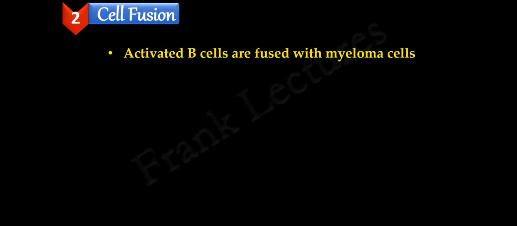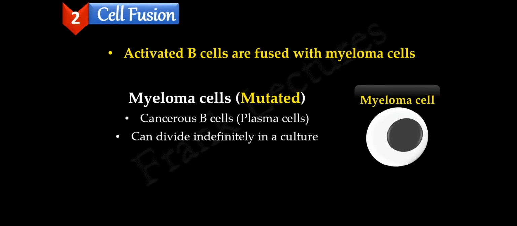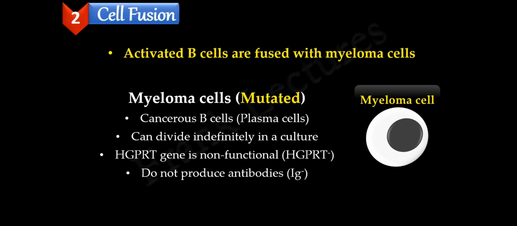Next step is cell fusion. B lymphocytes have a short lifespan in cell culture. In this step, activated B lymphocytes are fused with myeloma cells. Here we need to note that these myeloma cells being used are mutated myeloma cells. Myeloma cells are cancerous B cells. They can divide indefinitely in a culture. But their 2 genes are mutated. First is the HGPRT gene. Thus, they are not able to synthesize nucleotides by the salvage pathway. And second gene is the immunoglobulin genes. As a result of mutation in these genes, these myeloma cells cannot produce their own antibodies. These mutations are represented as HGPRT negative and IG negative.